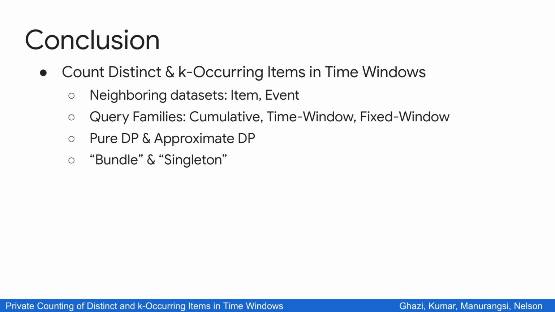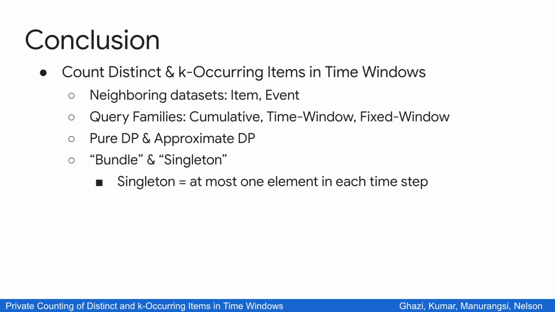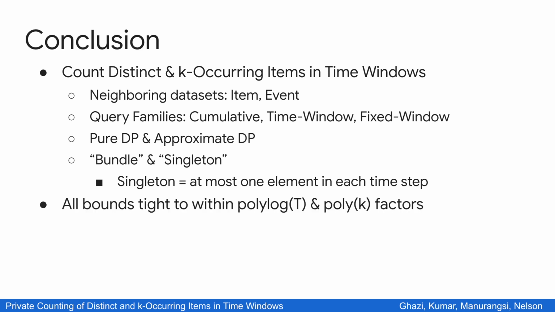We also consider the difference between bundle and singleton setting. The one I presented today is the bundle setting. In the paper, we also consider this singleton setting, which means that in each time step, at most one element is contributed across all the items. All the bounds that we derive in our paper are tight to within a polylogarithmic factor in the time horizon and polynomial in k factors. In some cases, these polynomial in k factors are not tight, and in all cases, we only get additive factors in the lower bound, whereas in the upper bound, they are usually multiplicative. So it remains an interesting question to close this gap.